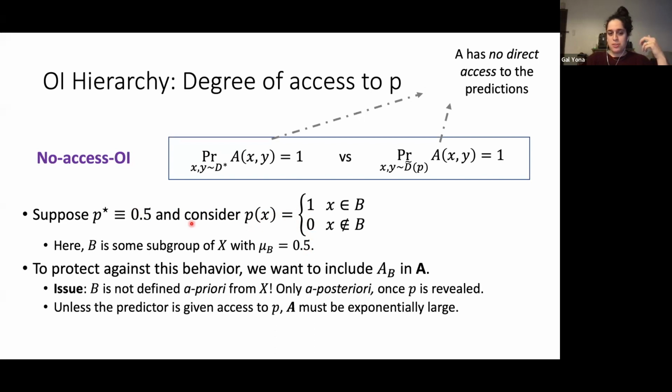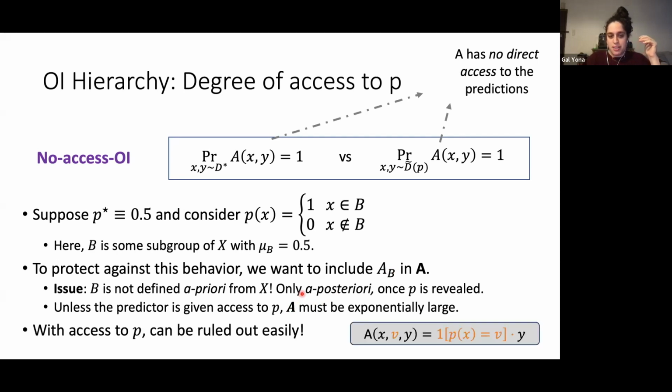But if I wanted to rule out this predictor with no access OI, I would want to have an expectation tester of the type that I've described before that tests the expectation of this subgroup B, right? Because then I would see that the expectation is 1, even though in the real outcomes it's a half. But the issue here is that this group B is not really defined a priori from the data, right? In some sense, it's only defined a posteriori once I also have the predictor in question. So ruling out this type of behavior without actually having direct access to the predictor is going to be very challenging. I have to include expectation testers with respect to all potential subgroups in the data, and this would be a collection that's exponentially large. So this is not what we want, and really there's an easy fix.